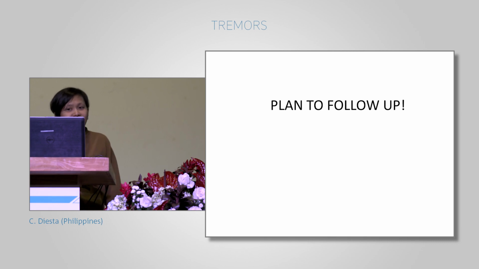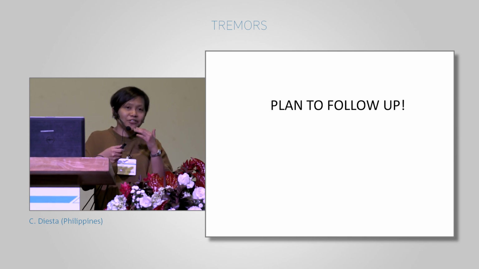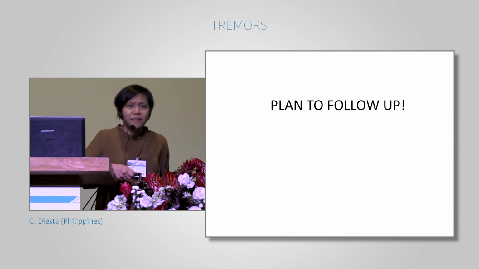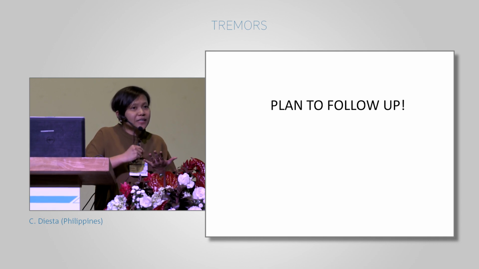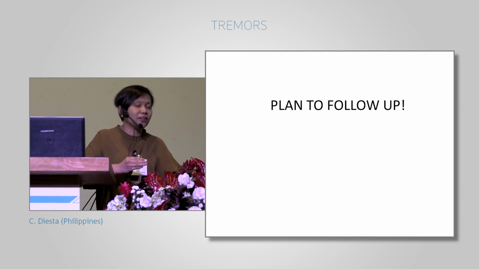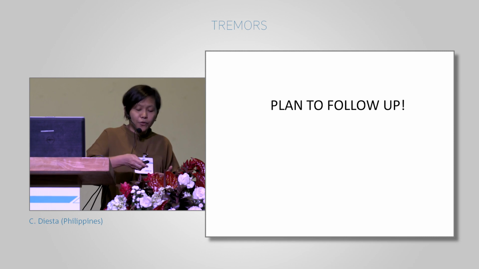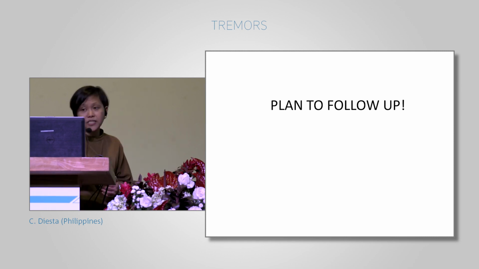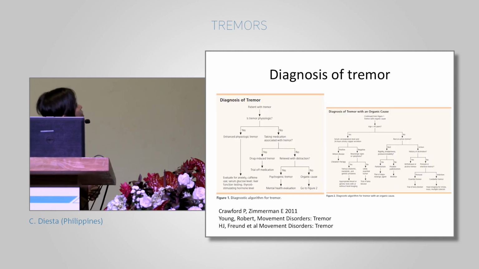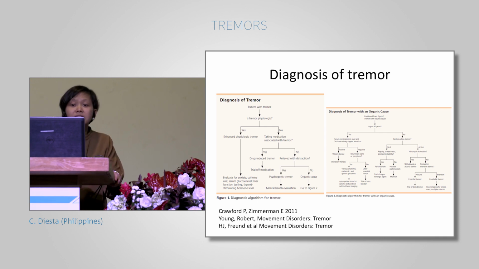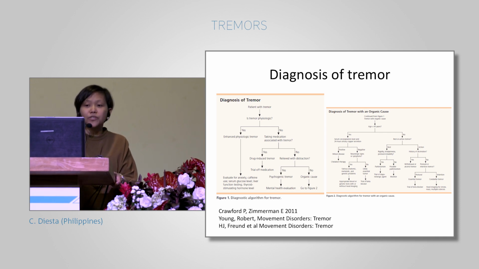Okay, so for these patients, after the first history, the first time that you've seen them, make sure to plan for follow-up. With a lot of movement disorders, in this particular case tremors, sometimes they do present in the first part, months earlier, and then later they would have other symptoms coming out. Or, of course, we expect progression if there's hereditary illness. So may I present to you this sort of an algorithm for the diagnosis of tremor.